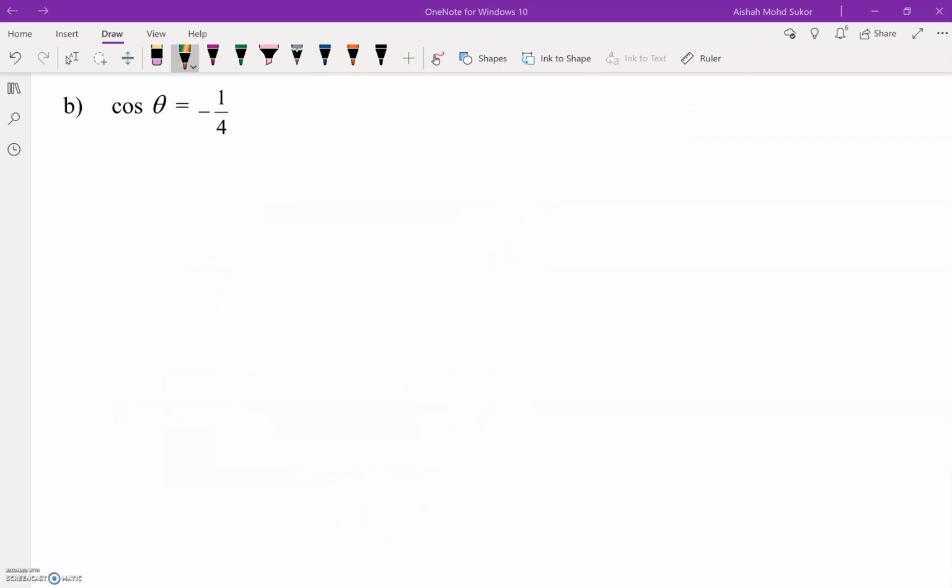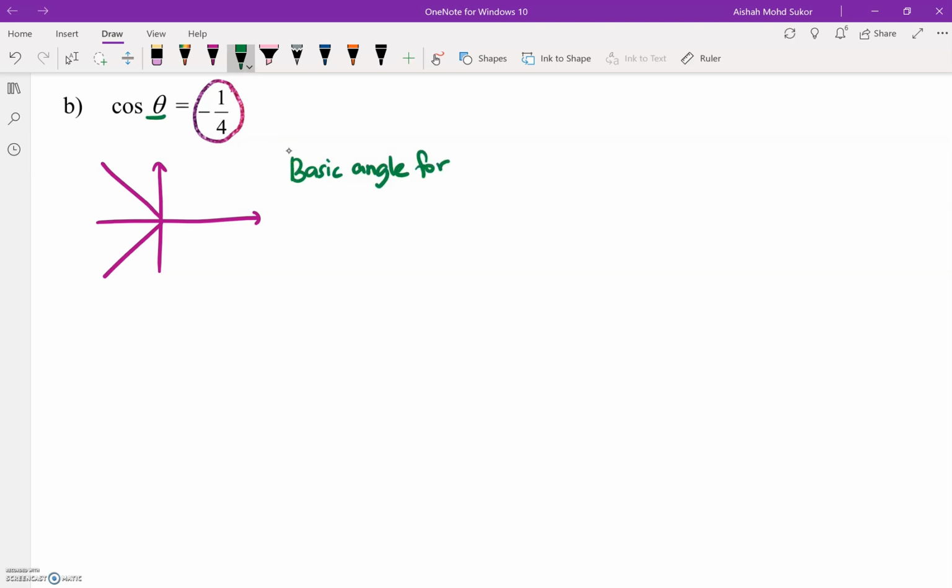B. Cos theta is equal to negative 1 over 4. Cos theta is negative, so cos theta is negative in the second and third quadrants. Next, the basic angle for theta is arc cos 1 over 4. Remember not to put the negative sign because the negative sign indicates the quadrant. So arc cos 1 over 4 is equal to 75.5 degrees. So this is 75.5 degrees and 75.5 degrees.